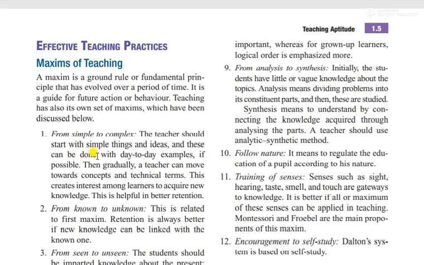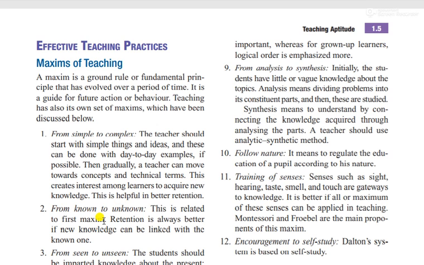So actually we should start the ideas with day-to-day examples or real-world examples, whatever they can see in their daily life. We should start from there, and then go to more and more complex ideas, and we can say some technical terms.